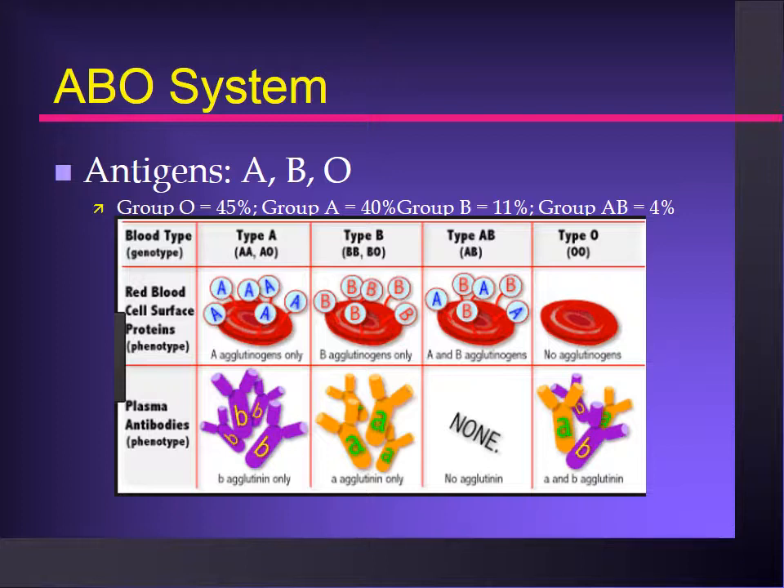These antibodies are naturally occurring and they form after about 6 months of age. About 45% of the population is group O, 40% group A, 11% group B, and 4% AB.